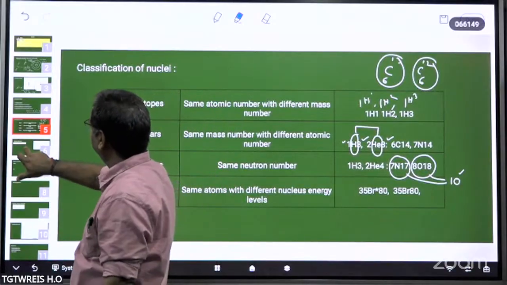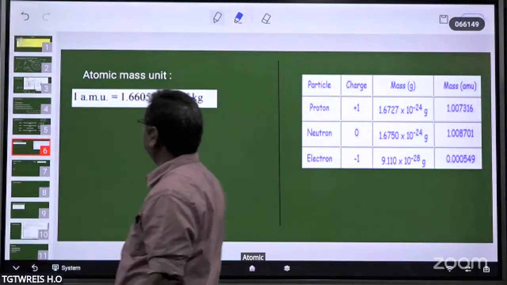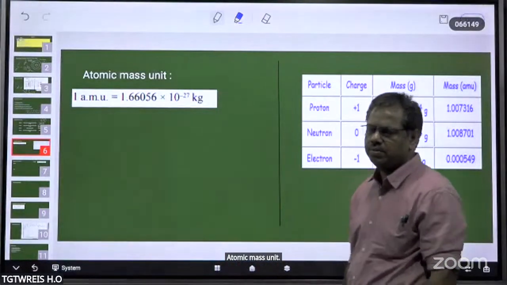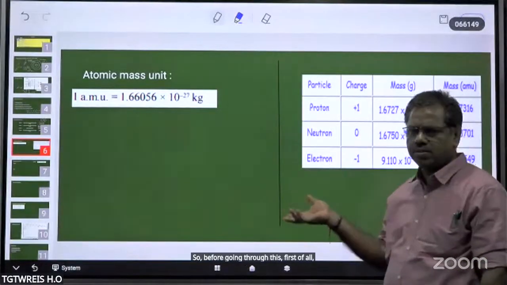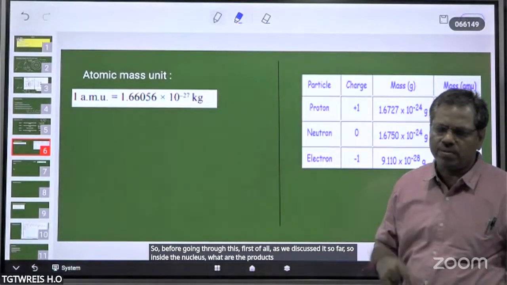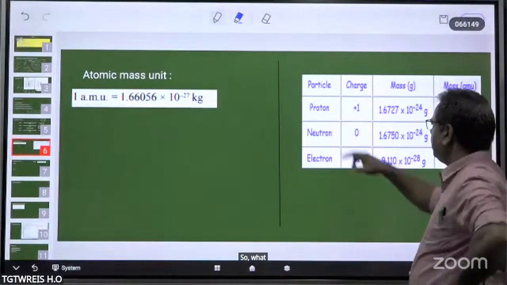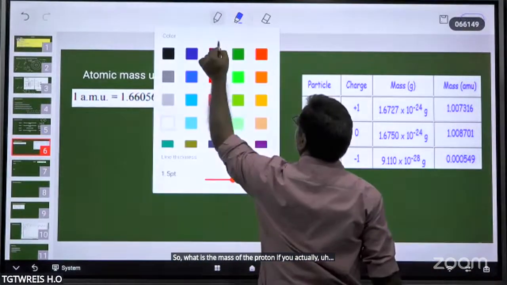And next, atomic mass unit. What is the atomic mass unit? Before going through this, as we have discussed so far, inside the nucleus there are protons as well as neutrons. So what is the mass of the proton if you actually check into it?